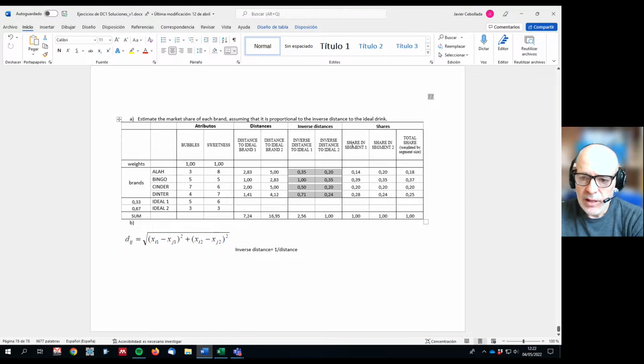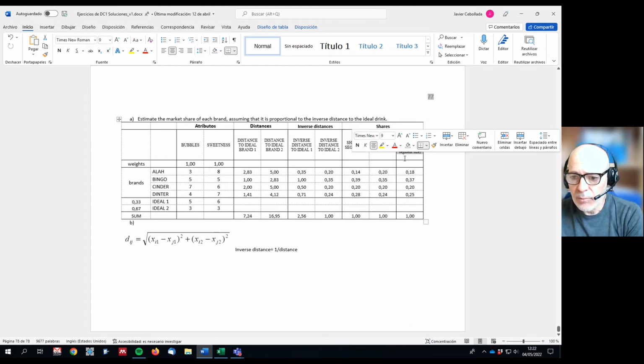And then to compute the shares first in each of the segments, what we do is we divide the inverse distance of each of the brands by the sum of all the inverse distances. So here 0.14 is 0.35 divided by 2.56. So this is for segment 1. We do the same for segment 2. So this will be the market shares of each of the brands in each of the segments.